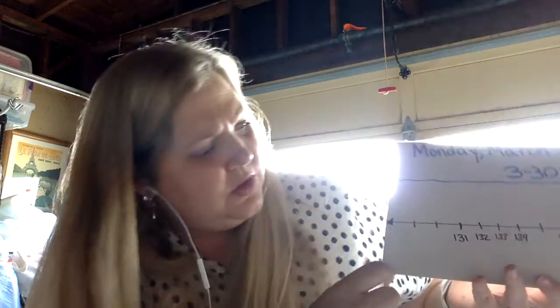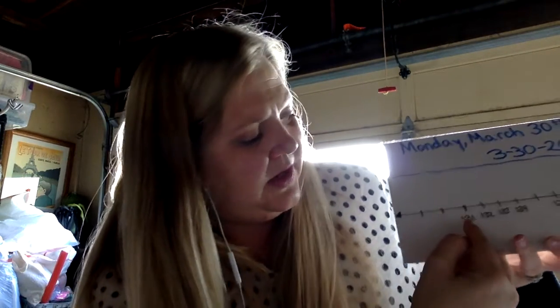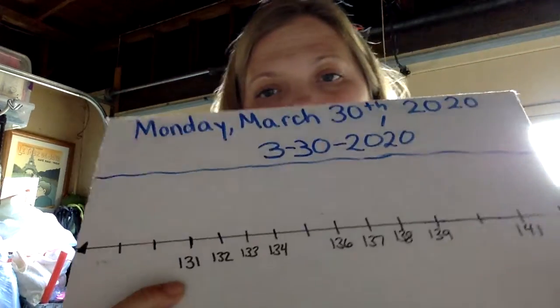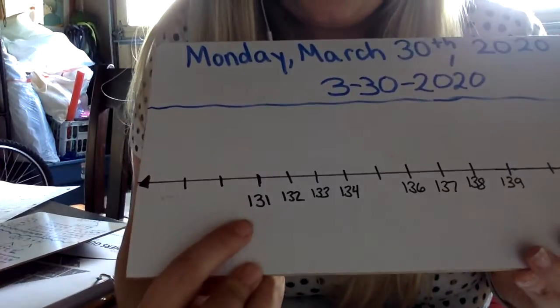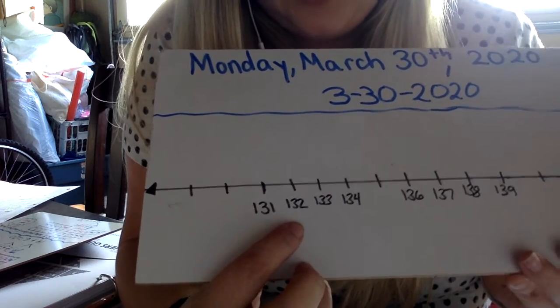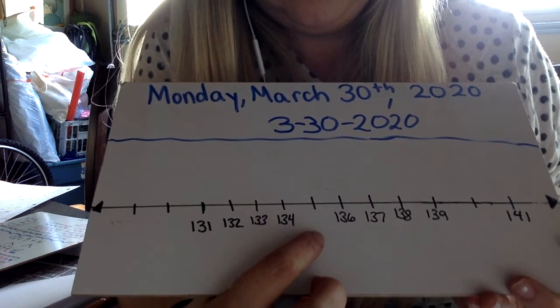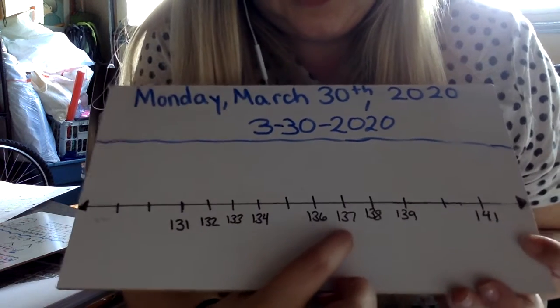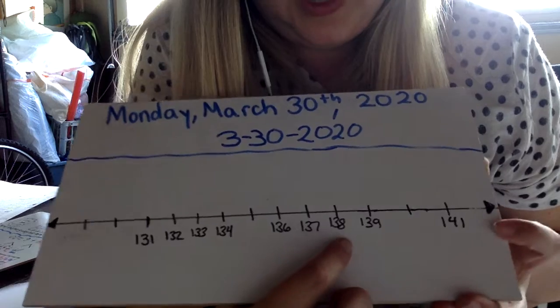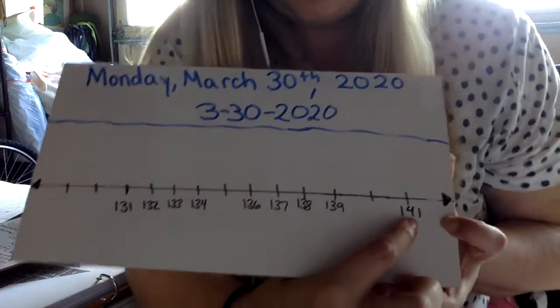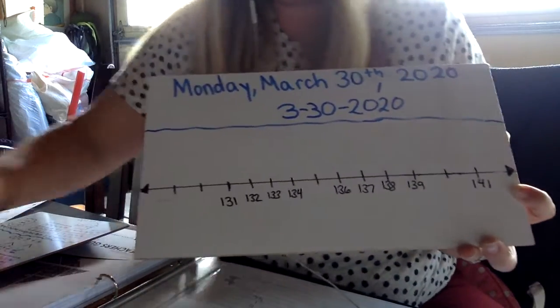Okay, well, I wanted to go back to that number line I had showed you. And let's see, let's count it. Oh, we've got our numbers missing. So let's see. 131. Okay, count with me. 131, 132, 133, 134, 136, 137, 138, 139, 141. What numbers are missing?